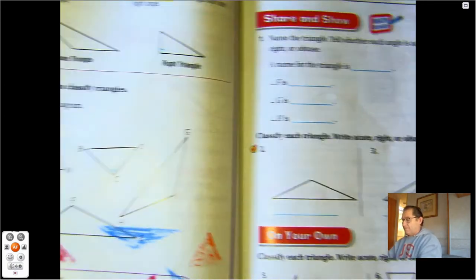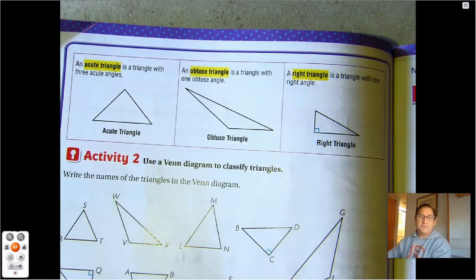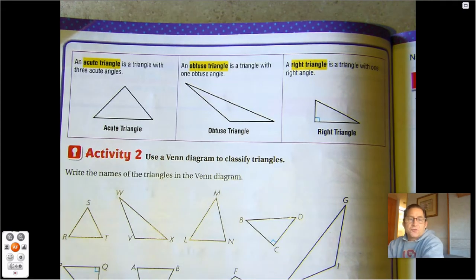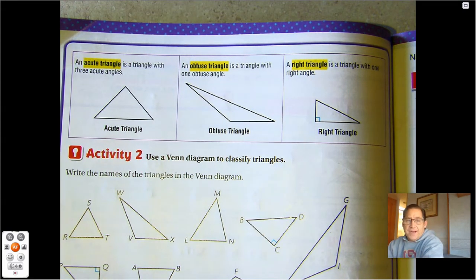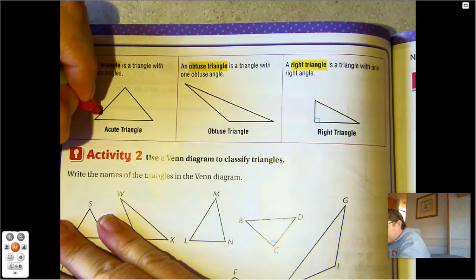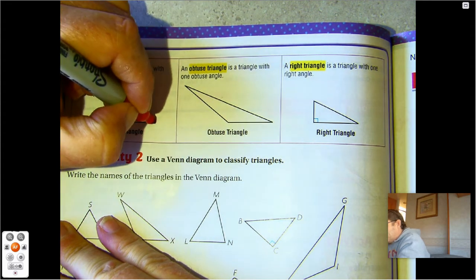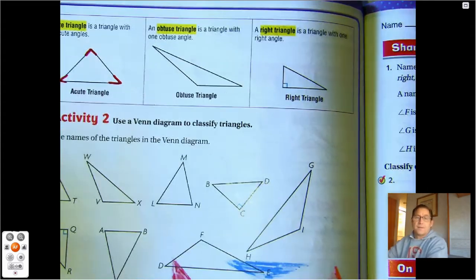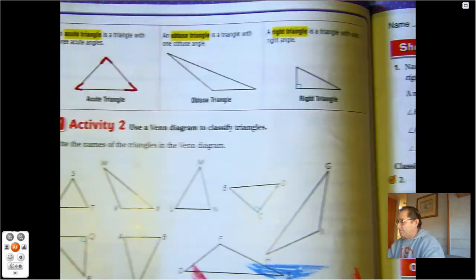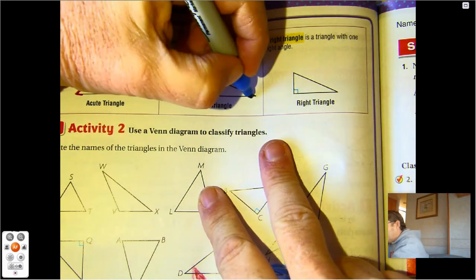All right, page 404. So here are the definitions of these. An acute triangle is a triangle with three acute angles. Okay. An obtuse triangle is a triangle with one obtuse angle.